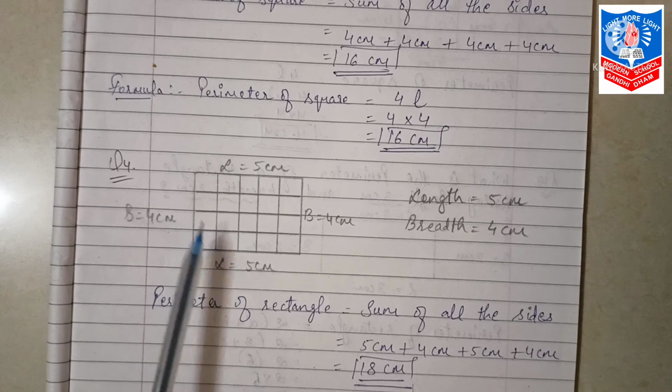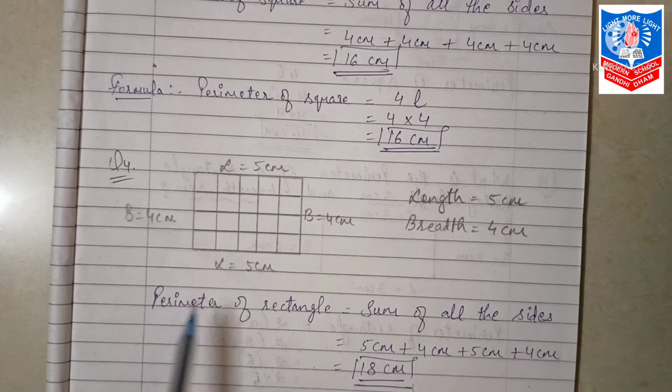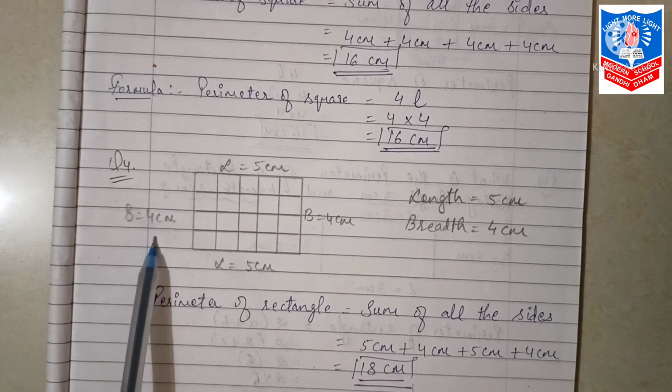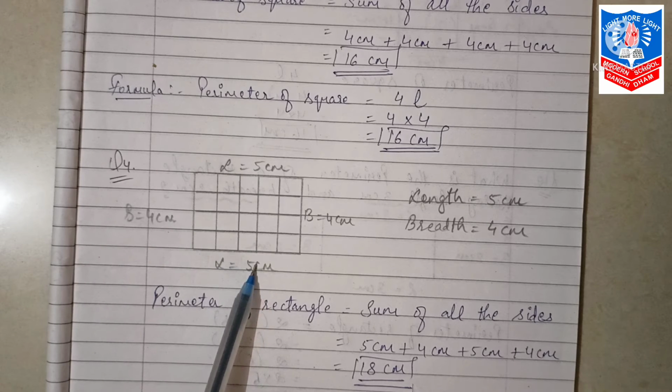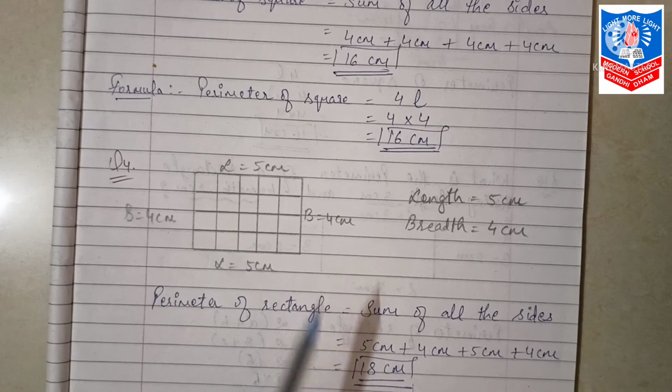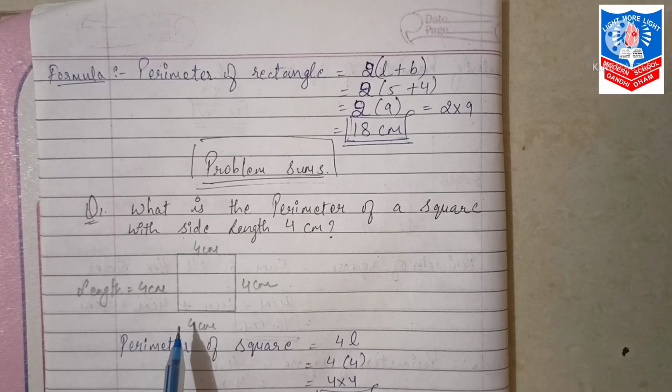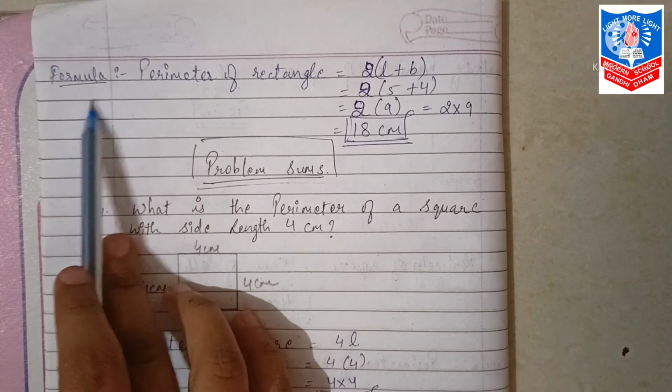So we are going to apply the formula accordingly. Perimeter of rectangle is equal to the sum of all the sides. Now 5 centimeter plus 4 centimeter plus 5 centimeter plus 4 centimeter is equal to 18 centimeter. जब आप इन सब को प्लस करोगे तो आपको आंसर 18 मिलेगा. Now just apply this with a formula.